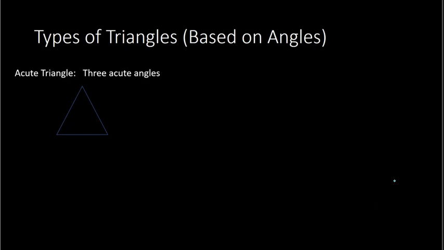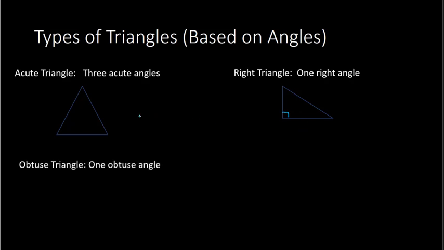A second type of triangle is a right triangle, which by definition has 1 right angle. So for example, this triangle would be a right triangle because we have 1 right angle right here. Next we have an obtuse triangle, which by definition has 1 obtuse angle. So this triangle would be obtuse because we have 1 obtuse angle. And remember, obtuse angles are angles that are bigger than 90. So because this one angle right here is bigger than 90, the triangle is considered an obtuse triangle.